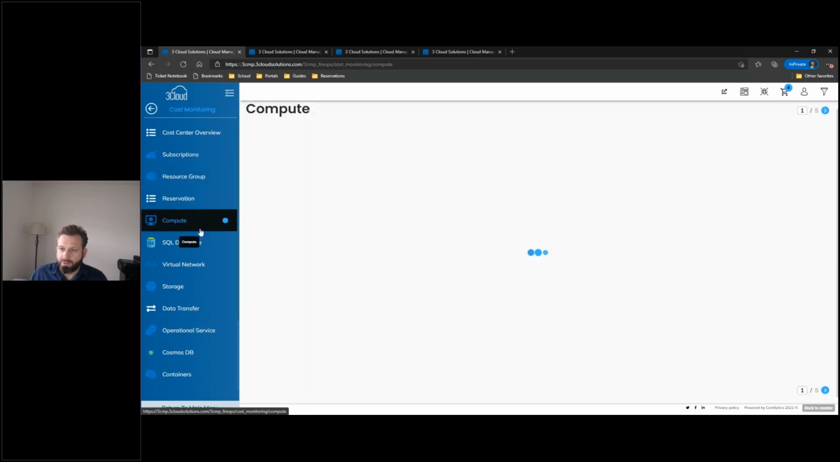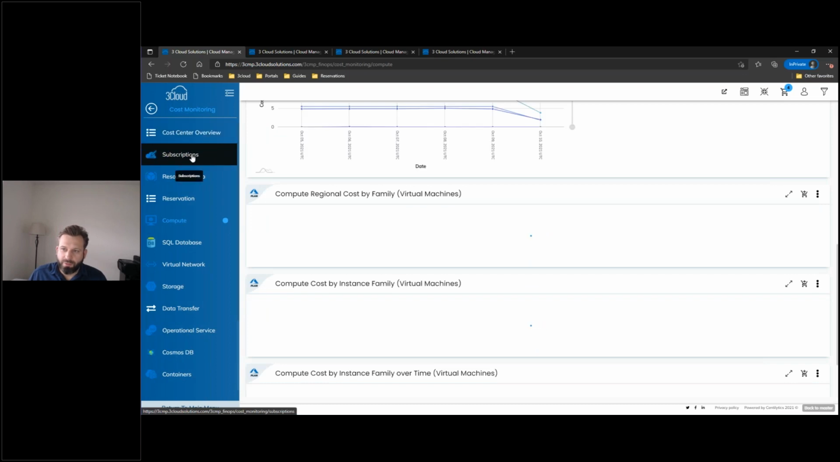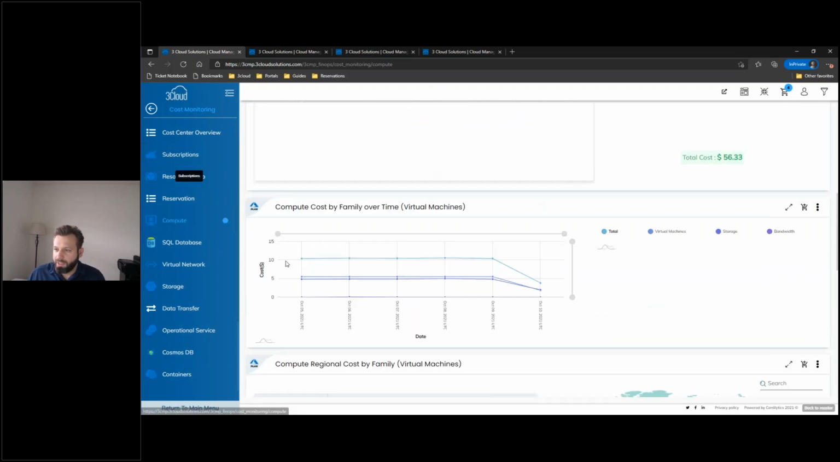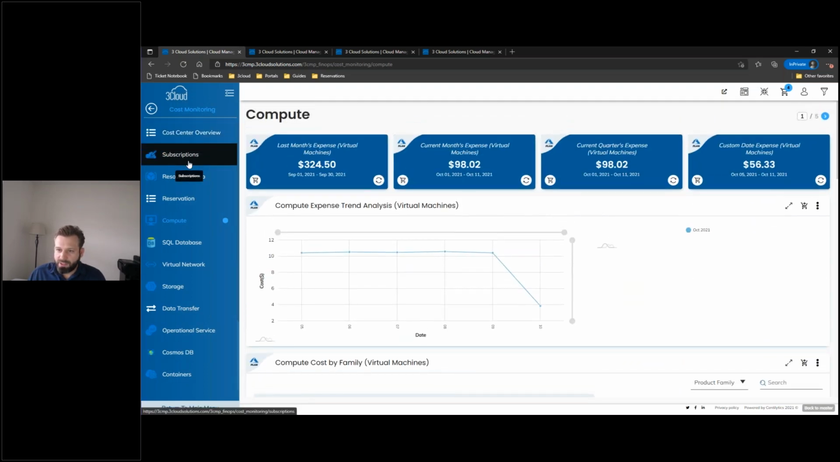So I'll go down into this in a little more detail. We were looking at compute before that. This basically just goes top down: cost center overview, subscription, resource group. If you did have reserved instances, as Chandler and Manny were talking about before, that's where those would be. We can go down into compute, same thing as before, just basically each service category that this is coming to.